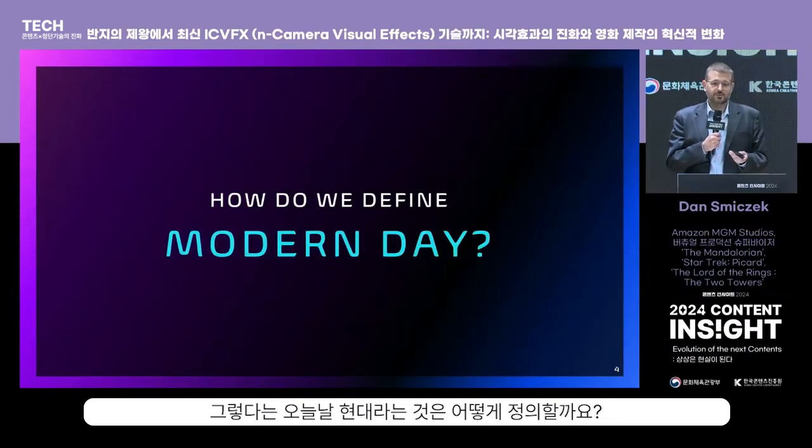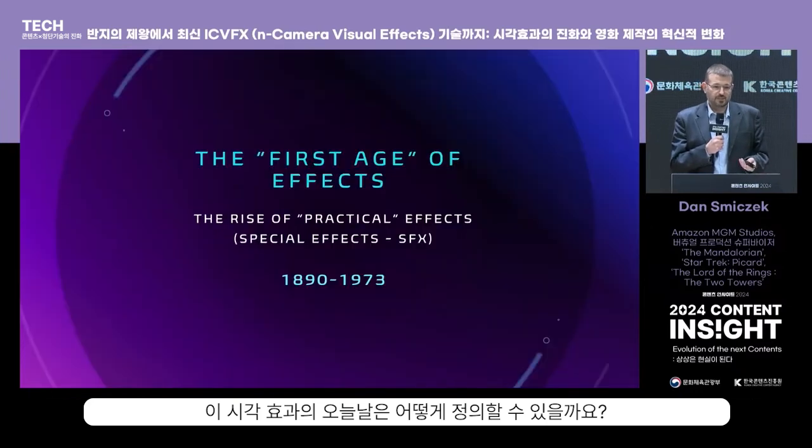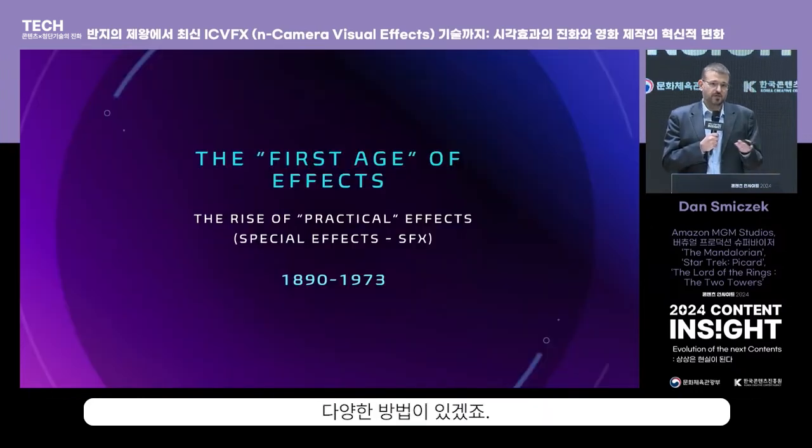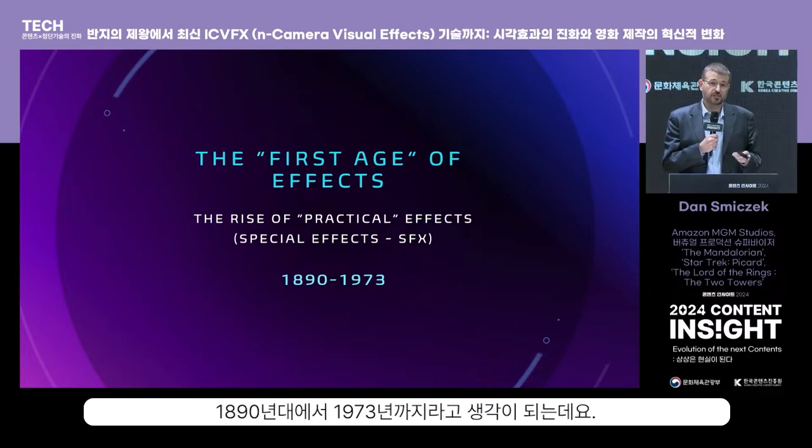So first of all, how do we define modern day visual effects? Like, what does that even mean? Well, I like to look at it split up in different ways. The first age of effects I see is the rise of practical effects, which started in 1890, and I'm taking that age to about 1973, and you'll see why there.